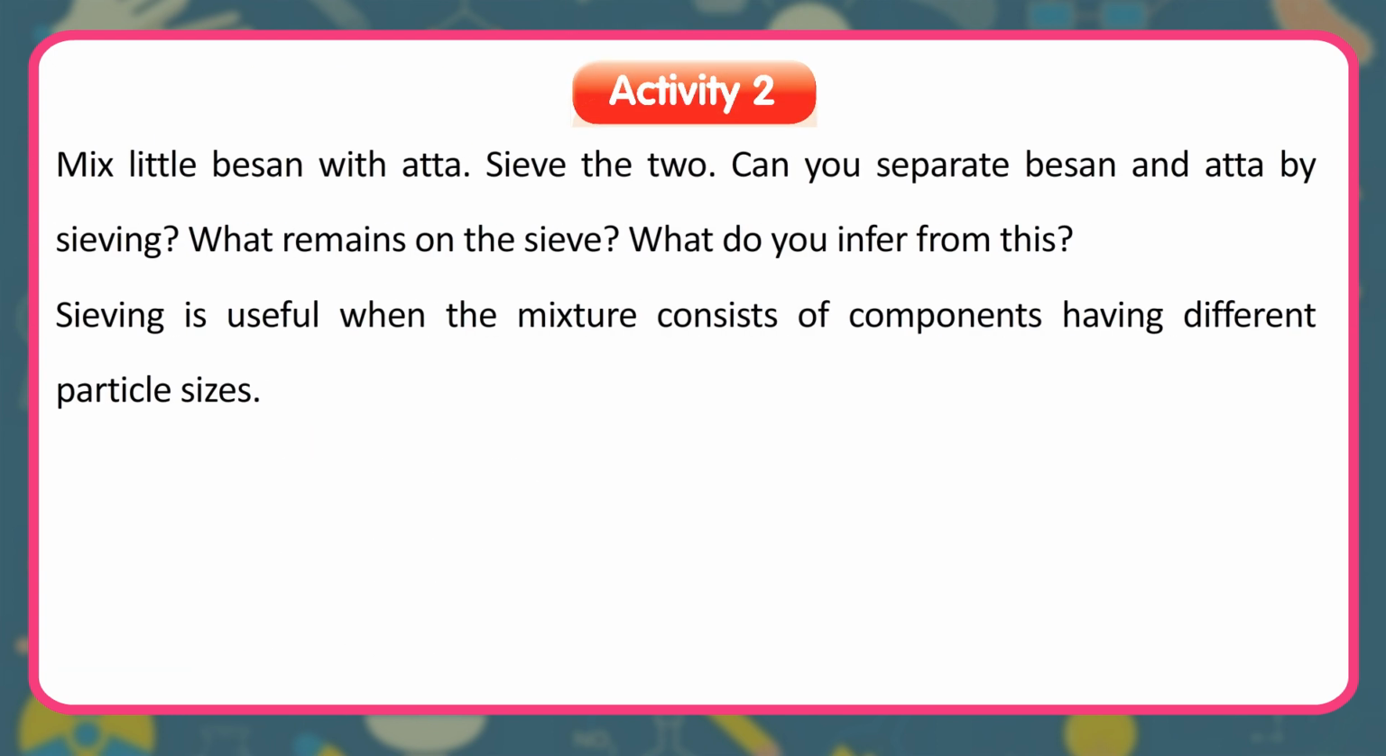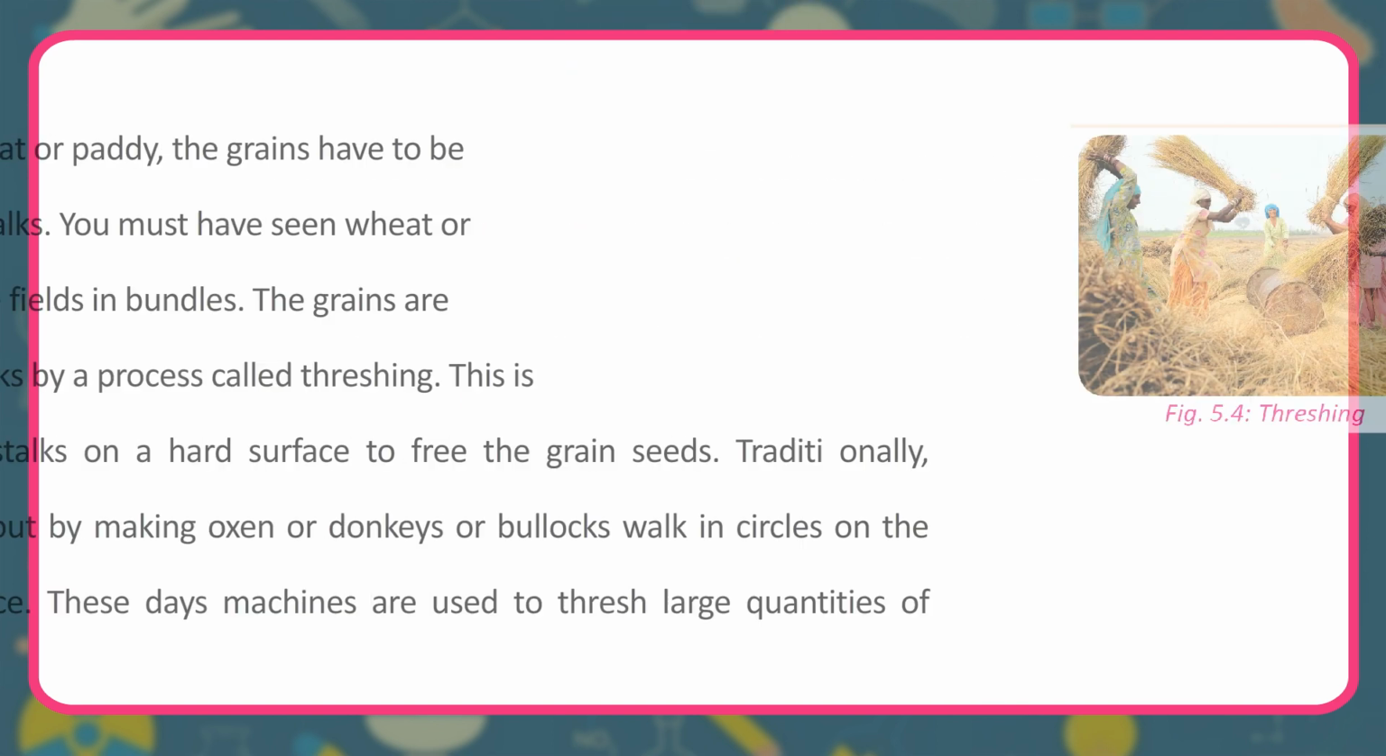Activity: mix little besan with atta. Sieve the two. Can you separate besan and atta by sieving? What remains on the sieve? What do you infer from this? Sieving is useful when the mixture consists of components having different particle sizes.